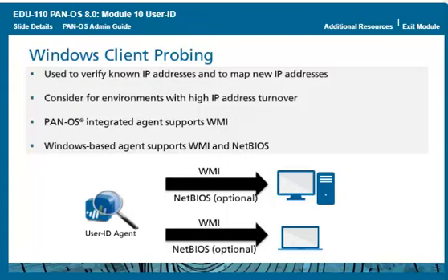The list of known IP addresses is cycled through once each period. When the firewall encounters an IP address for which it has no user mapping, it sends the address to the agent for an immediate probe.